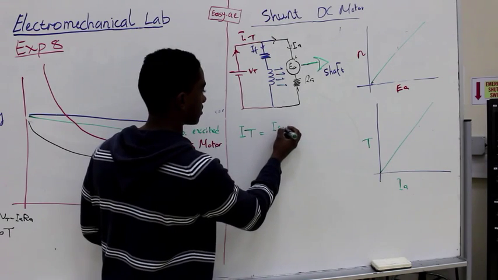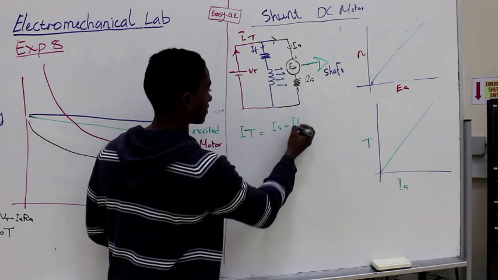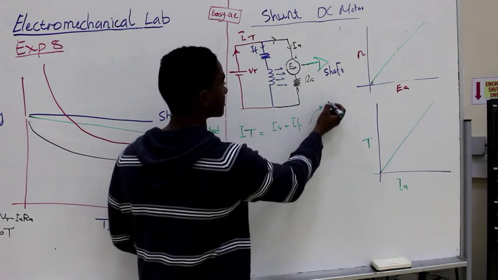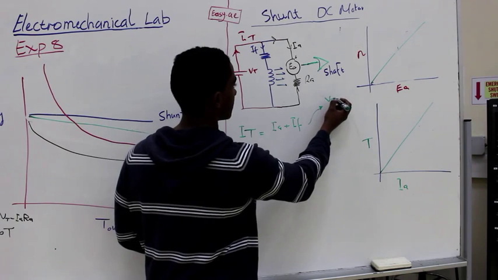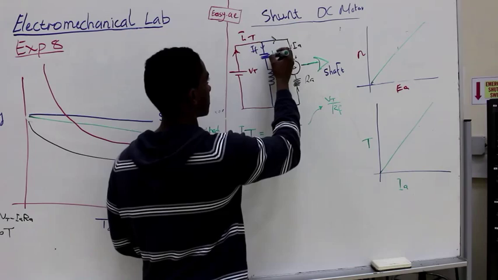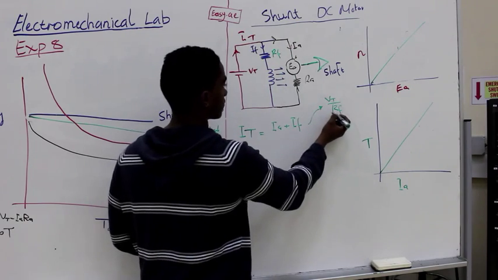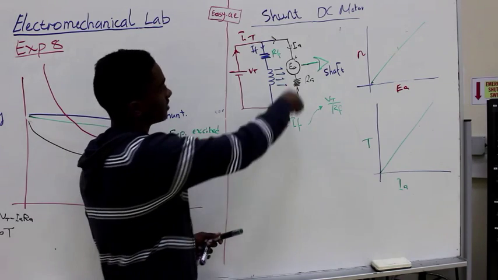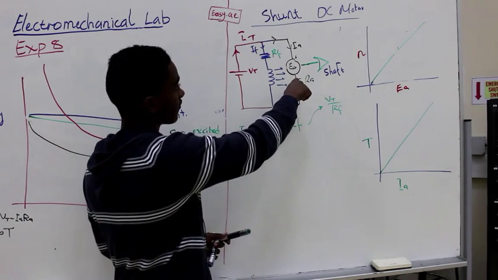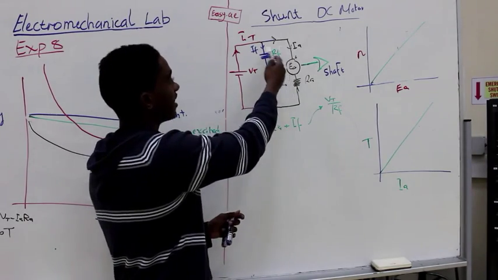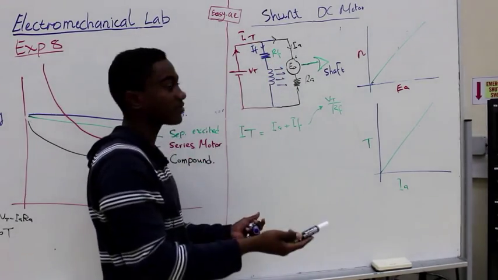IA plus IF. You can only change IF through changing VT, because IF is VT over RF, as you can see here, this is RF. So it's almost constant. So when you change the torque of the load connected at the shaft, IA changes, but IF doesn't change. So the field remains constant.